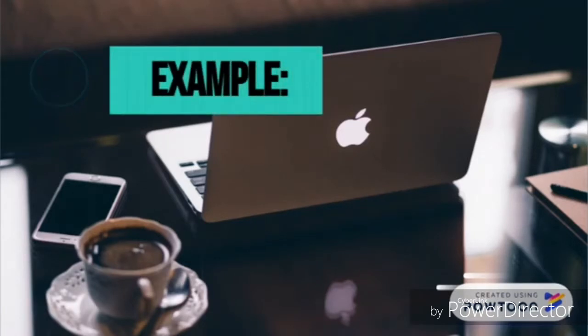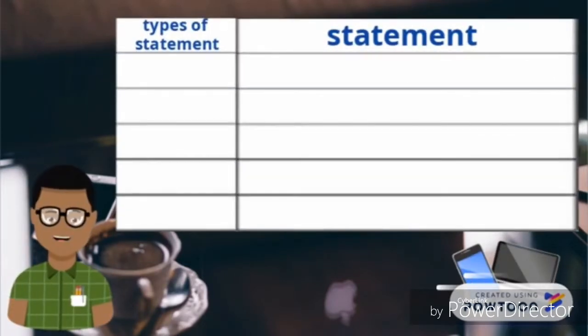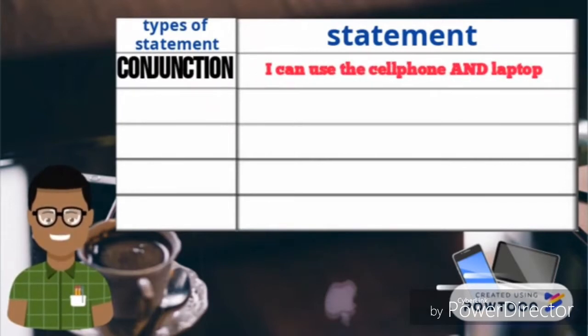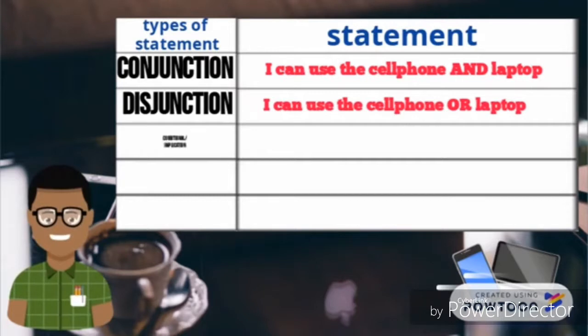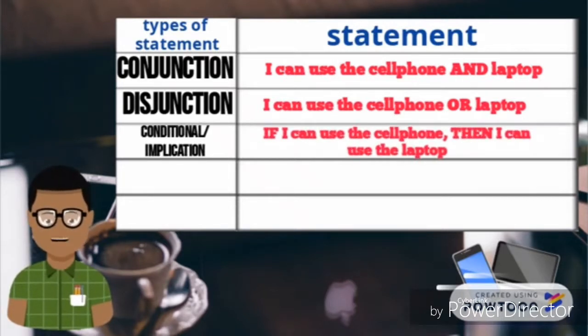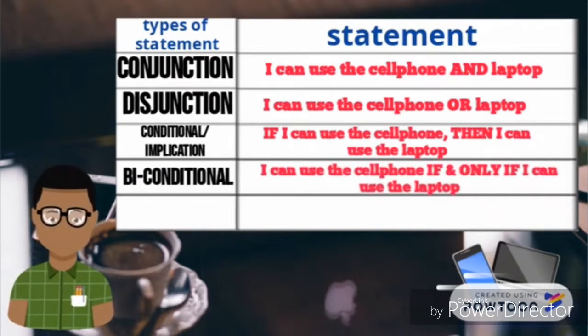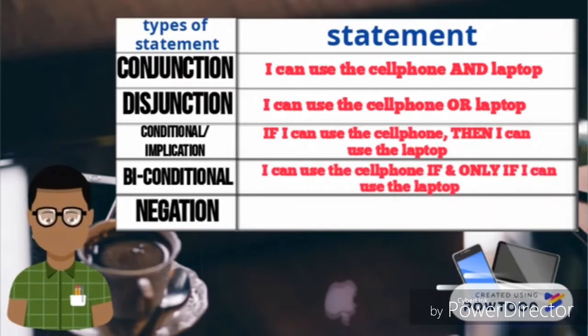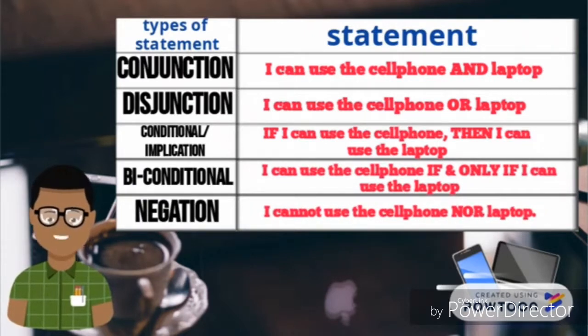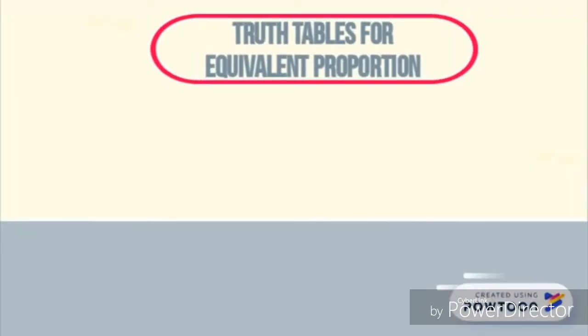For example, number 1, I can use the cell phone and laptop. 2, I can use the cell phone or laptop. 3, if I can use the cell phone, then I can use the laptop. 4, I can use the cell phone if and only if I can use the laptop. Number 5, I cannot use the cell phone nor laptop. Truth tables for equivalent propositions.